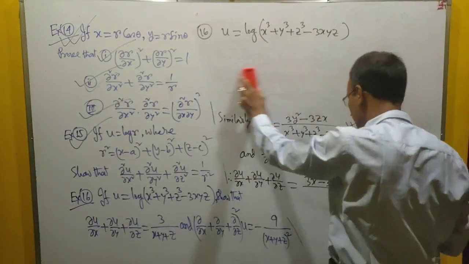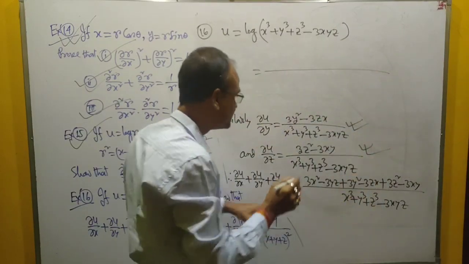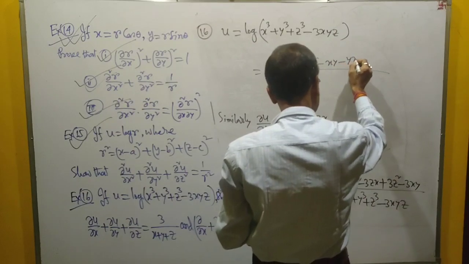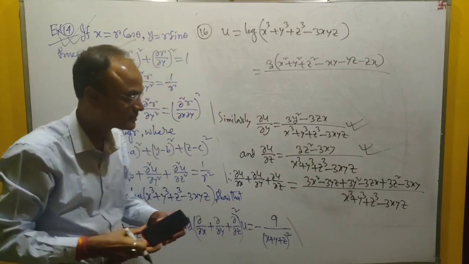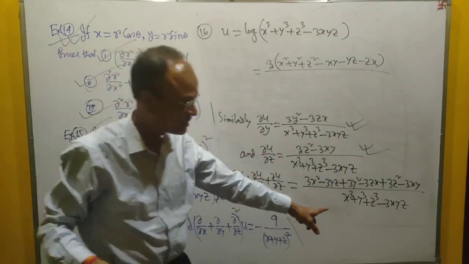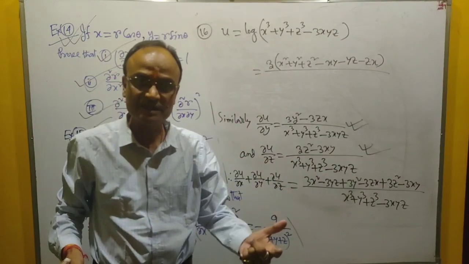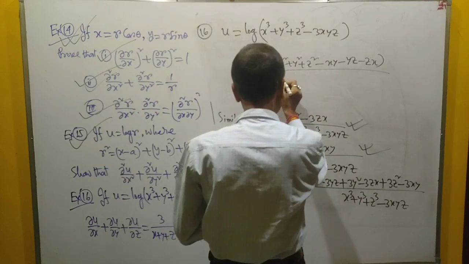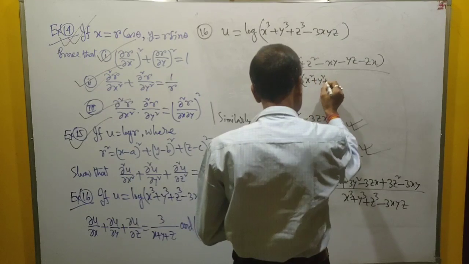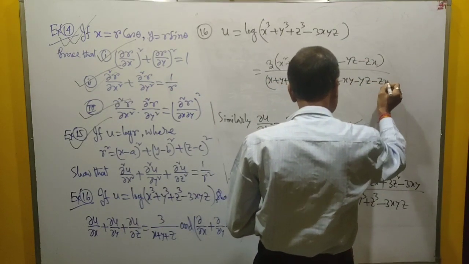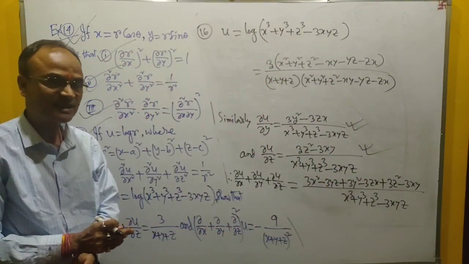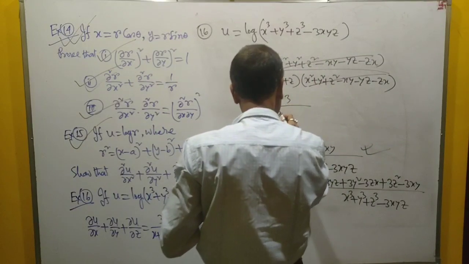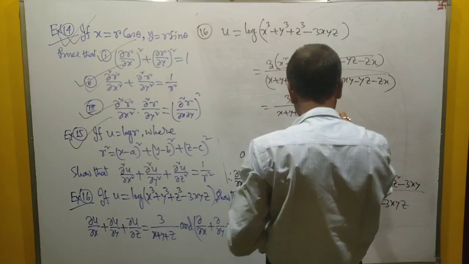This is equal to 3 into x square plus y square plus z square minus xy minus yz minus zx, if you take 3 common. In the denominator, a cube plus b cube plus c cube minus thrice abc equals a plus b plus c into a square plus b square plus c square minus ab minus bc minus ca, so you will get x plus y plus z into x square plus y square plus z square minus xy minus yz minus zx. These two terms will be cancelled. This is equal to 3 by x plus y plus z.